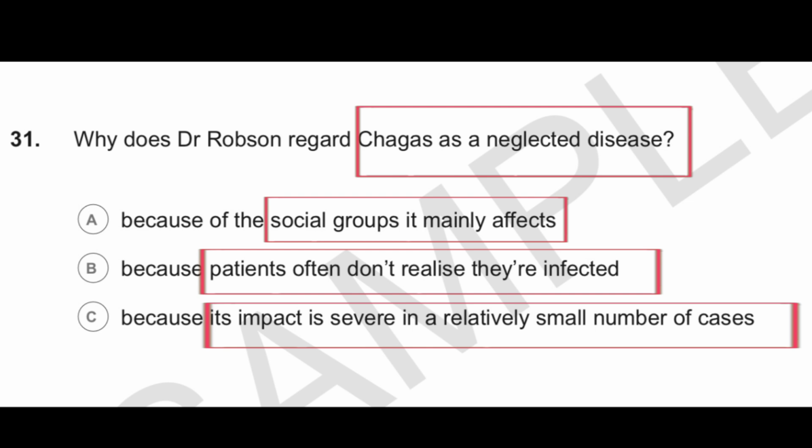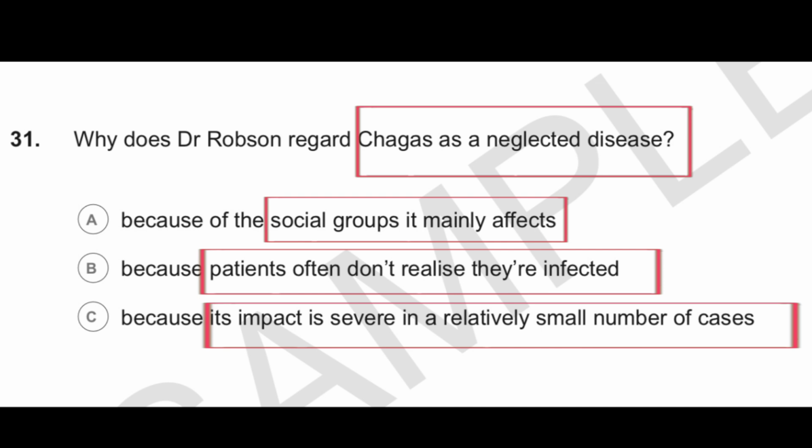Dr. Robson, what is Chagas disease, and why is it referred to as a neglected disease? Chagas is caused by a parasite called Trypanosoma cruzi. Most sufferers become infected when they're bitten by an insect, commonly known as the kissing bug, which carries the parasite. Right. People often don't realize they've been bitten, and during the initial phase of the infection, symptoms are normally mild or absent. Okay. 70% of those infected never develop complications.